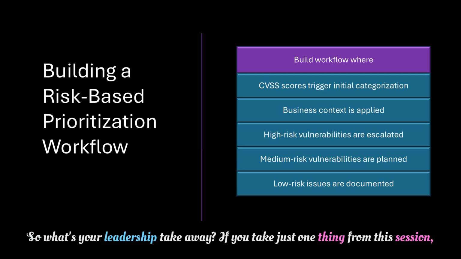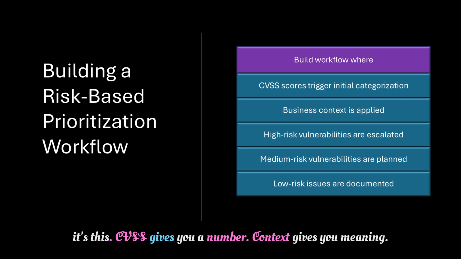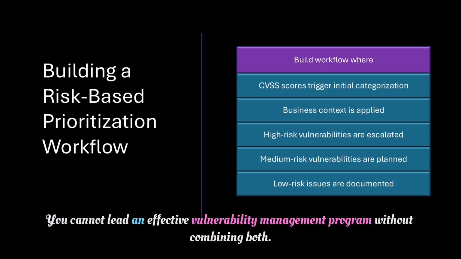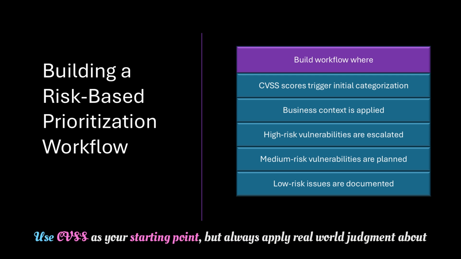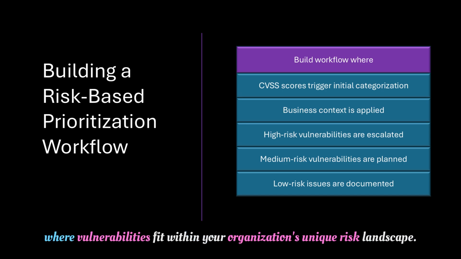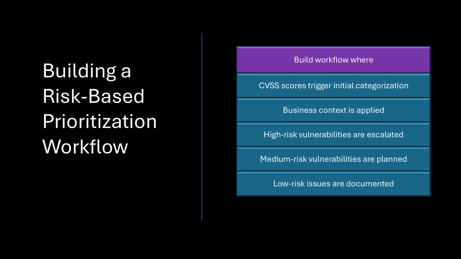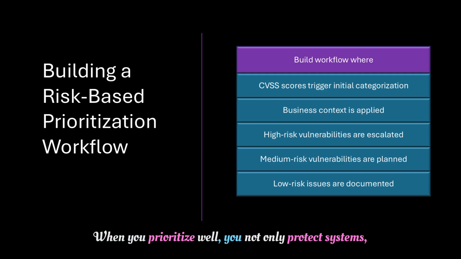So, what's your leadership takeaway? If you take just one thing from this session, it's this. CVSS gives you a number. Context gives you meaning. You cannot lead an effective vulnerability management program without combining both. Use CVSS as your starting point, but always apply real-world judgment about where vulnerabilities fit within your organization's unique risk landscape. When you prioritize well, you not only protect systems, you protect trust, reputation, and business resilience.